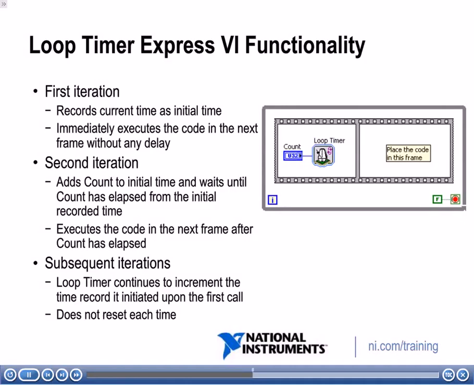So once that's happened, it's going to go on to the next frame of that sequence structure and execute the code again. So on the subsequent iterations, the loop timer is always going to be comparing how much time has elapsed based on the first time it was called. So if I put 10 milliseconds, it's going to make sure that loop is executing at a rate of once every 10 milliseconds based on the original time of that first call.